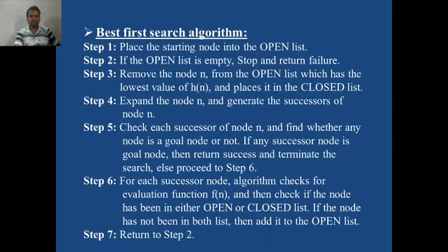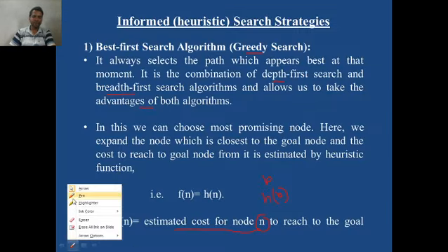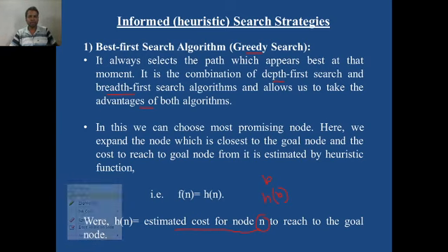Now let us go to the theoretical points again, because we studied and understood how the problem of search space tree can be solved with the help of the best first search algorithm or greedy search algorithm. It always selects the path which appears best at that moment. This is very important. That's why it is called greedy search. The algorithm is very greedy.